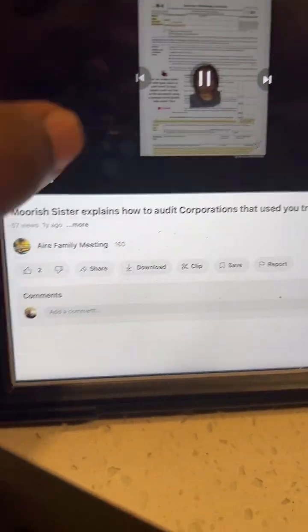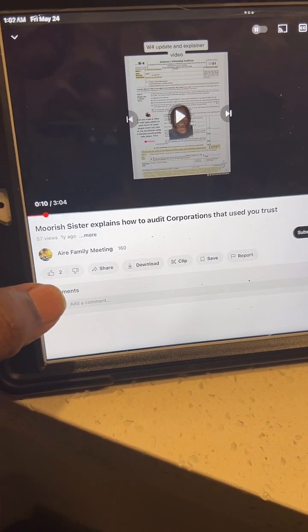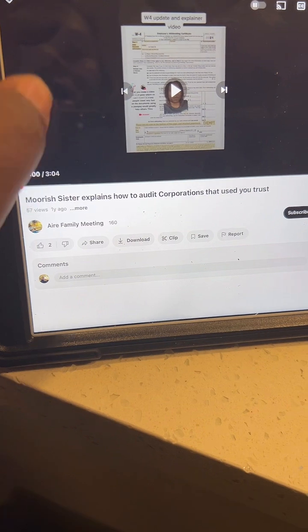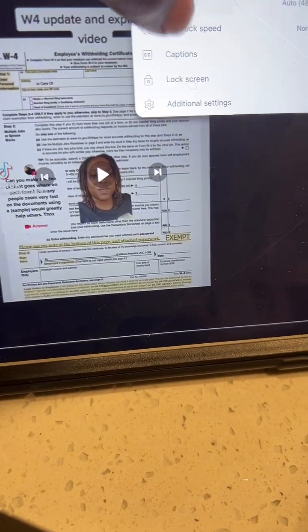Now, the thing about this video, though, it's kind of hard to see it. One, what's the update? There are no updates for me. Okay, let me go back. So Morris' sister explains how to audit corporations that use your trust. So anytime you use a negotiable instrument. So I'm going to try to zoom in, maybe turn the video to a higher quality so it can be a little bit more visible.